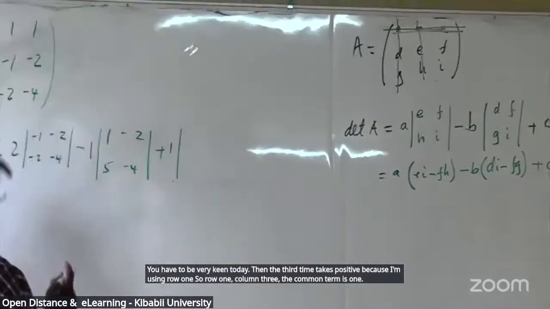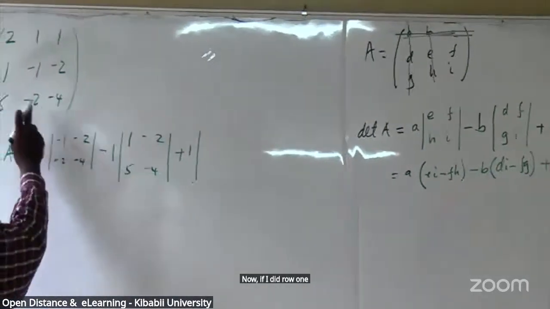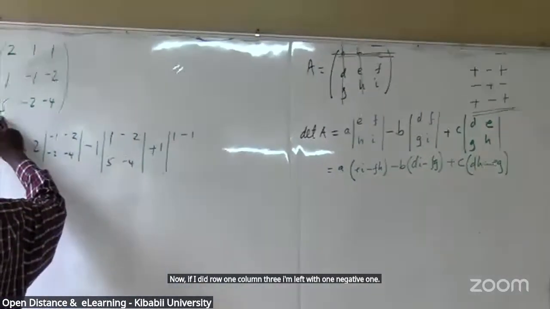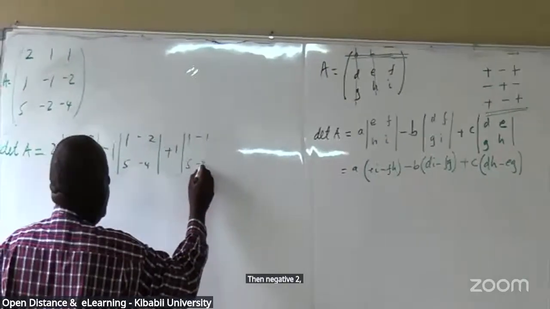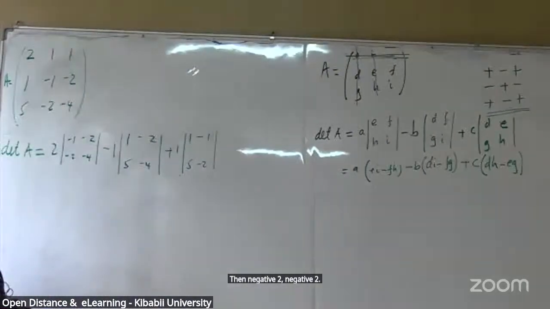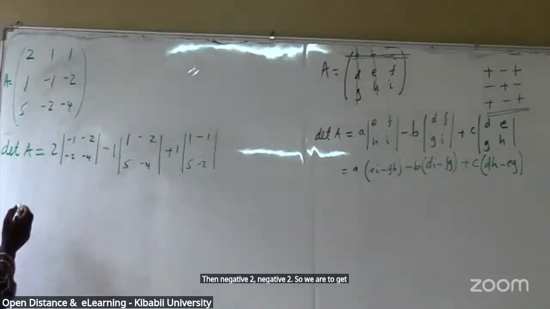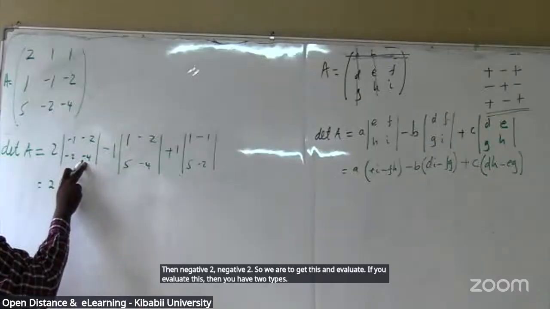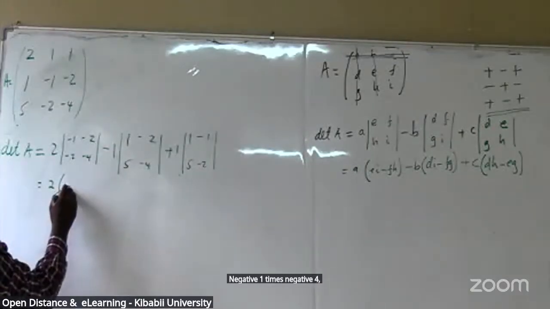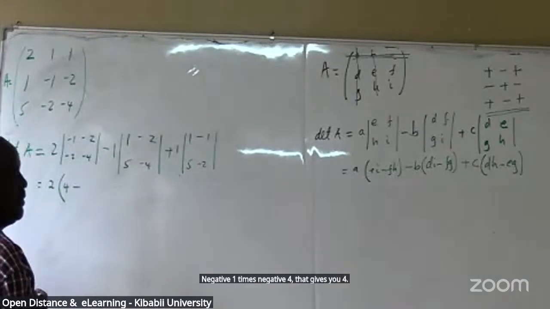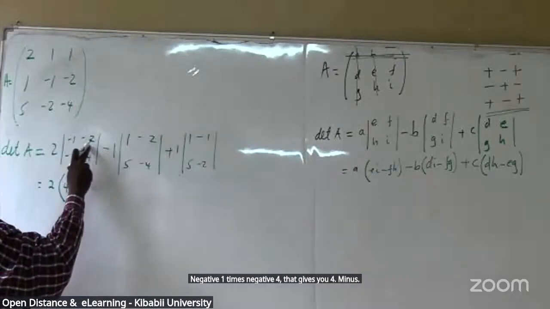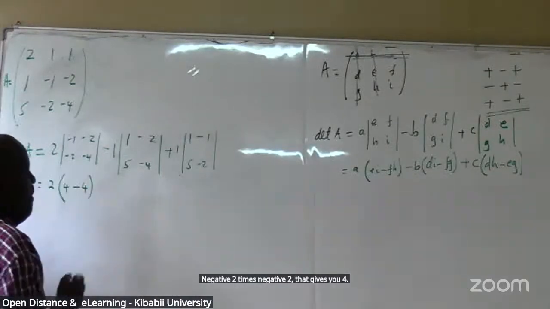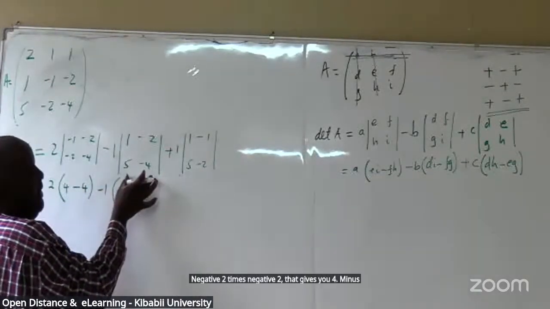Now if I delete row 1, column 3, I'm left with 1, negative 1, then 5, negative 2. So we have to get this and evaluate. If you evaluate this, then you have negative 1 times negative 4, that gives you 4, minus negative 2 times negative 2, that gives you 4. Minus 1. We have already this determinant.